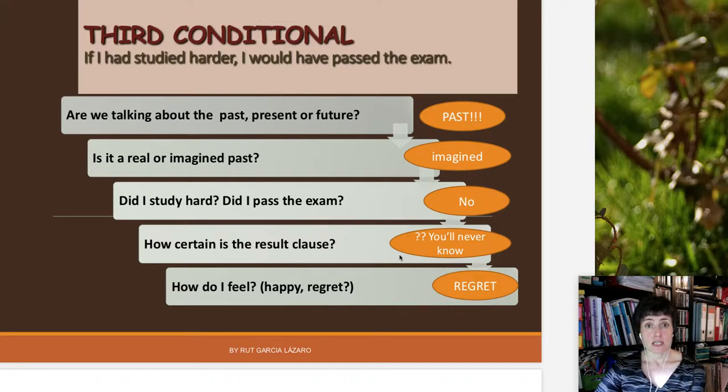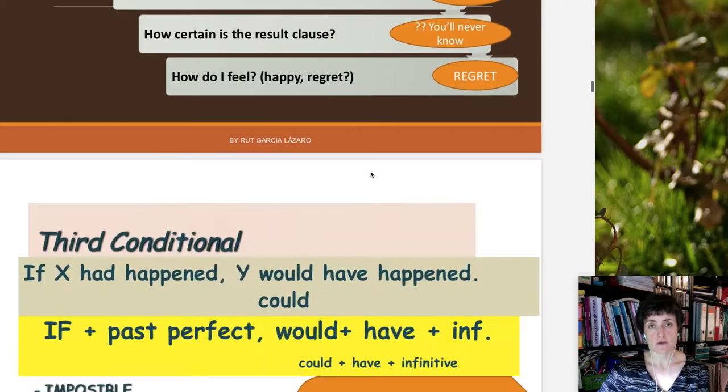So very important, how do you feel when you say this? Oh, if I had studied harder, I would have passed the exam. How do you feel? Are you happy? Or do you feel regret? Arrepentimiento, regret, definitely. So in Spanish, I always explain to you that this is the easy. Hubiera hecho, easy, easy, easy. And all these easies in English is third conditional. So the form of third conditional.